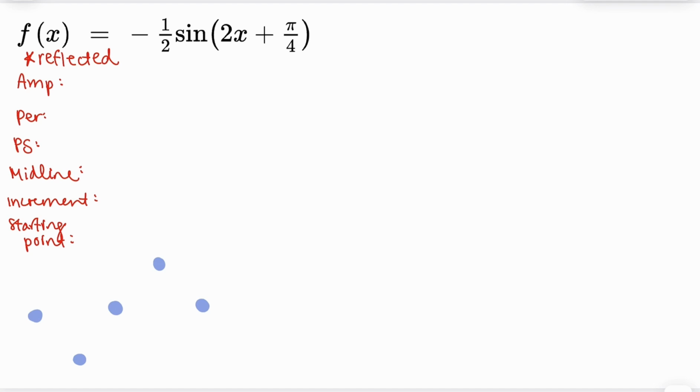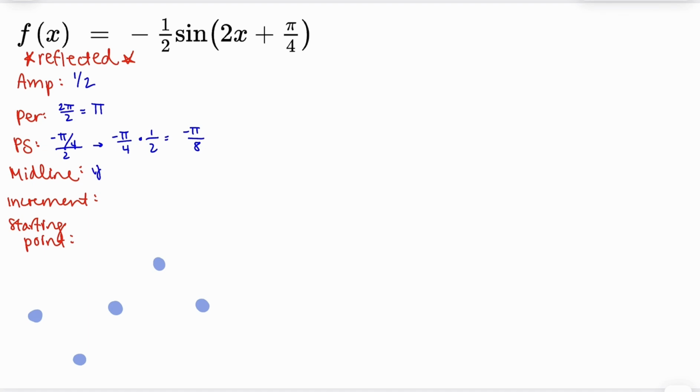My amplitude will be 1/2 because it's the absolute value. My period will be 2 pi over 2, which is pi. My phase shift will be negative pi over 4 divided by 2, which is going to be negative pi over 4 times 1 over 2, which is negative pi over 8.